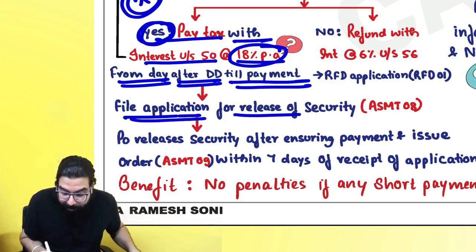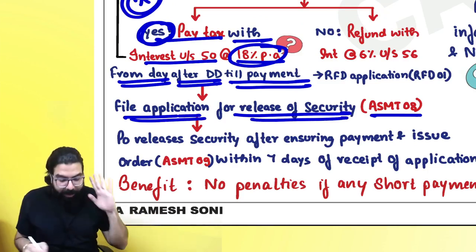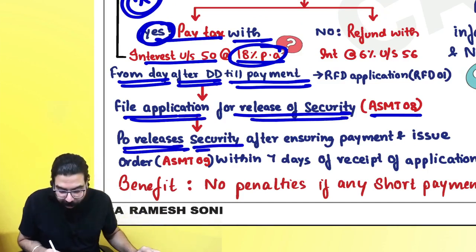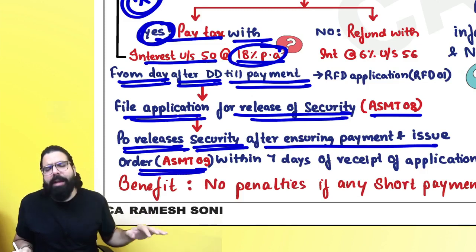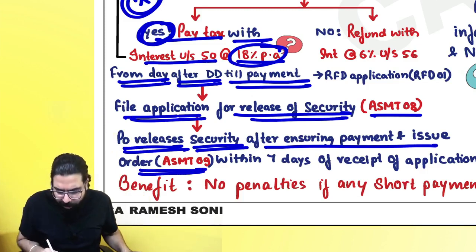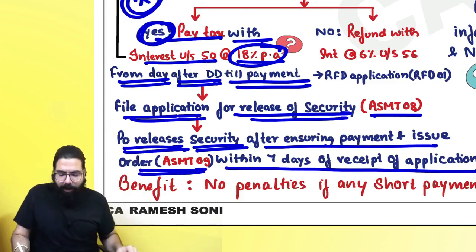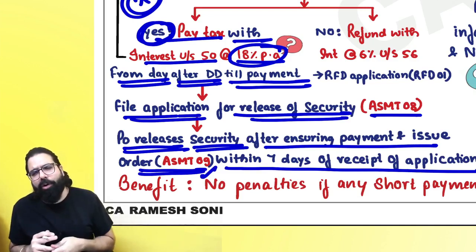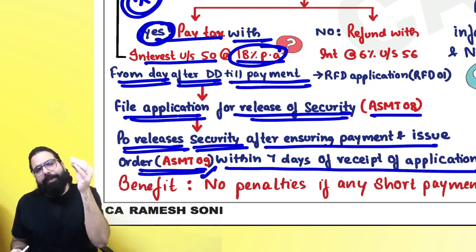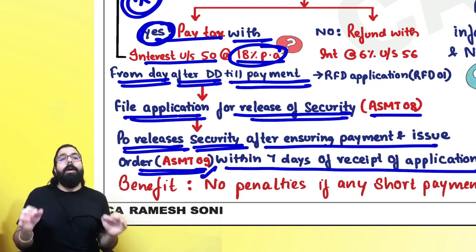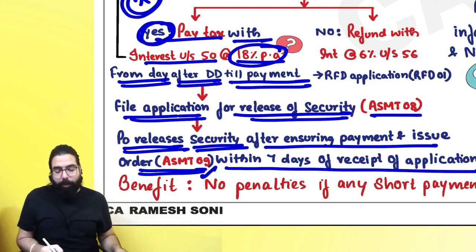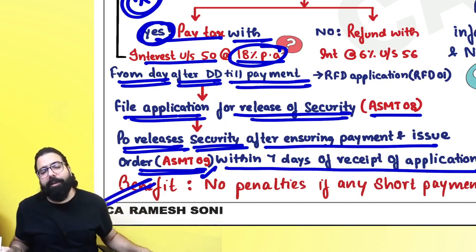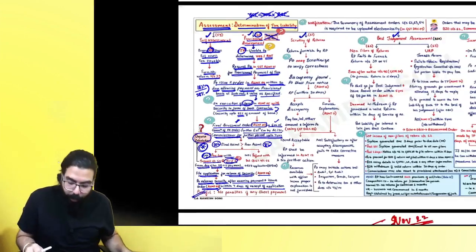Then you can file one application for release of security in ASMT 08, and the proper officer will release the security after ensuring payment and will issue an ASMT 09 saying, okay, take your bank guarantee. Within 7 days of the application, he will pass an order in ASMT 09. The only thing over here, listen very carefully, is that because provisionally you had paid the tax based on a provisional order, you will not be liable to pay any penalty. The benefit of provisional assessment is you will not be liable to pay any penalty at the time of finalization. Okay, sir, point is clear.